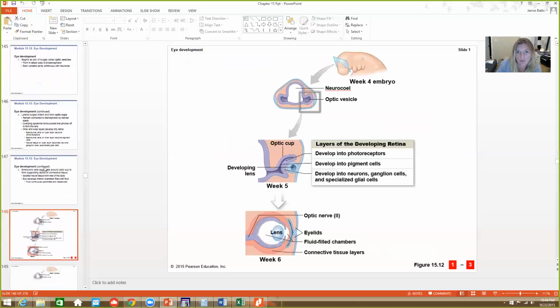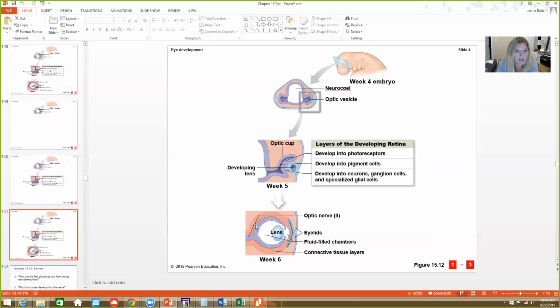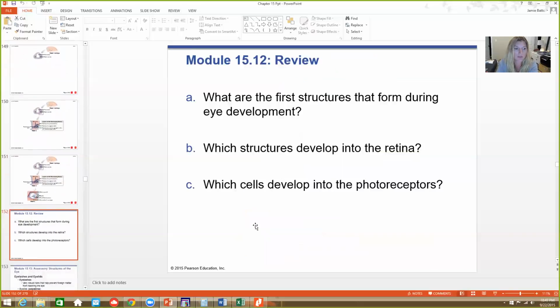This is again showing you that neurocell that's being developed, the optic vesicles on either side, and again how they cup around and envelop this area where the lens is being laid down. So the neural tissue grows up and around. It's an interesting perspective on how the eye is formed. It's a really cool developmental process for people that are interested in developmental biology like I am. These questions here, you can pause the video, go back and review.